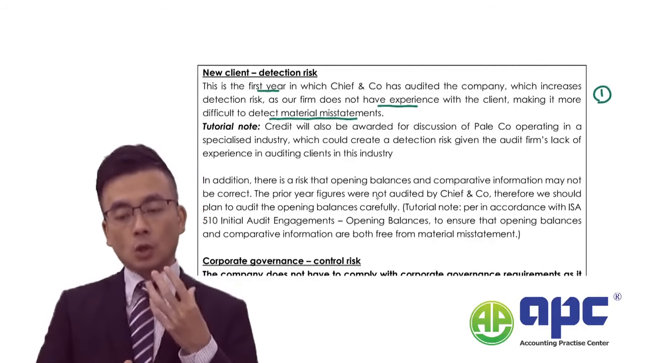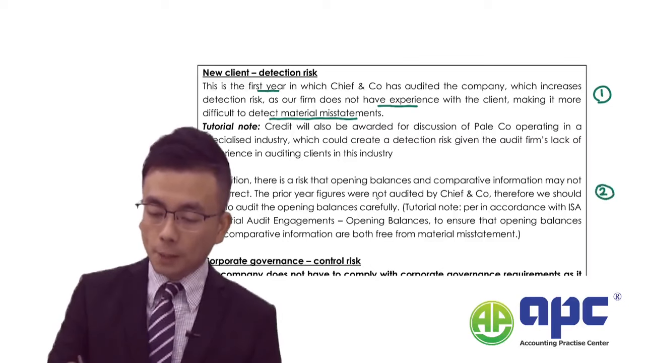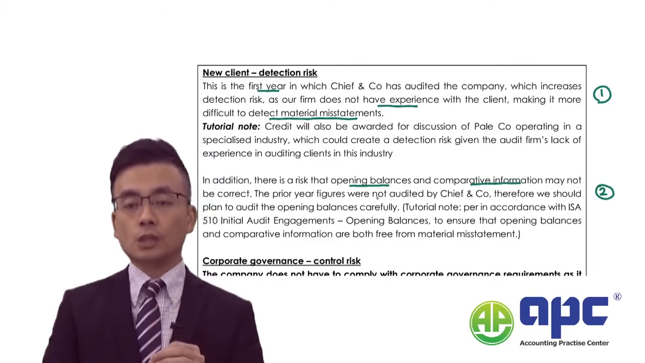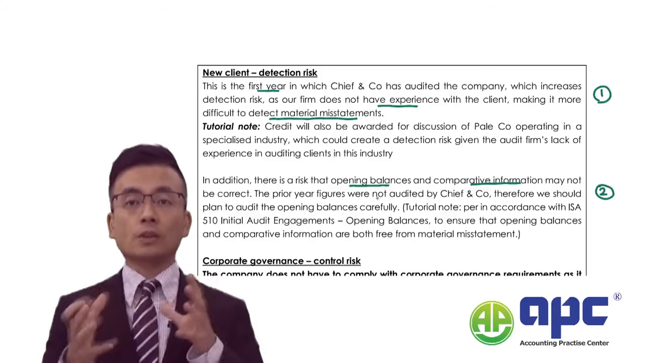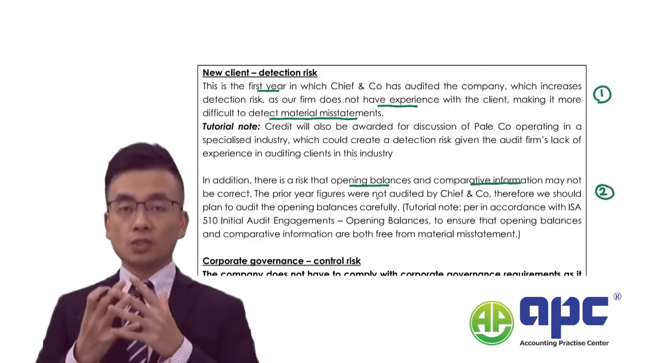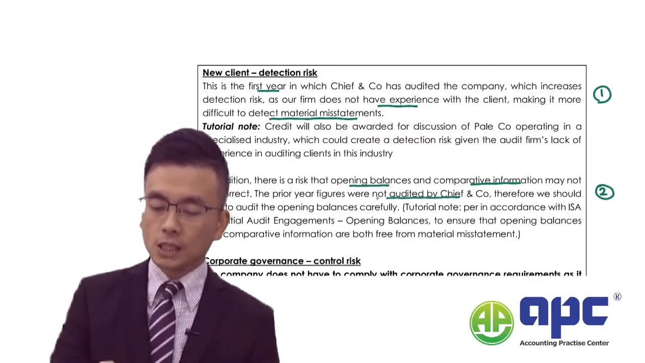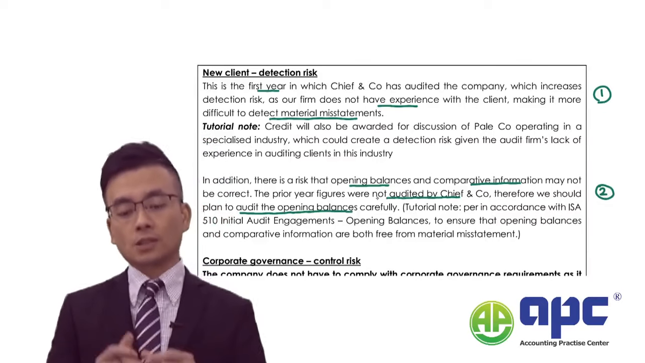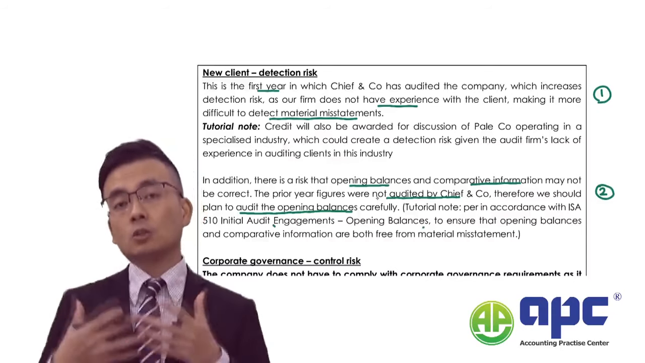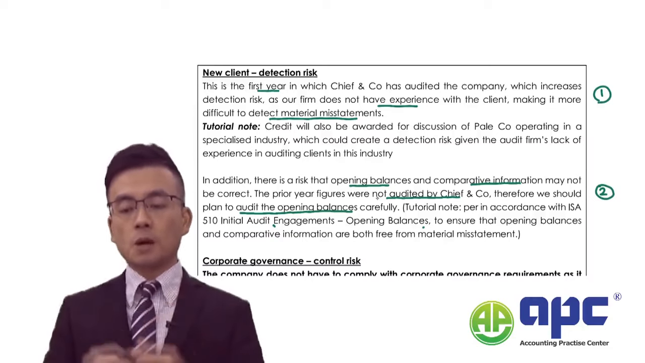And for detection risk, always talk about this to earn another mark. The opening balances of the financial statements and also comparative information that we need to work on. So for example, the last year's accounts and so on, to see whether or not those are correct in some way. If those are not correct, it will certainly have an impact on the current year's financial statements figures. Because not audited by us, we plan to audit the opening balances, and that's according to ISA 510 initial audit engagement for opening balances, that we need to do it, we shall do it, we have to do it, in other words. So having these 2 points, as you can see, 2 marks here.